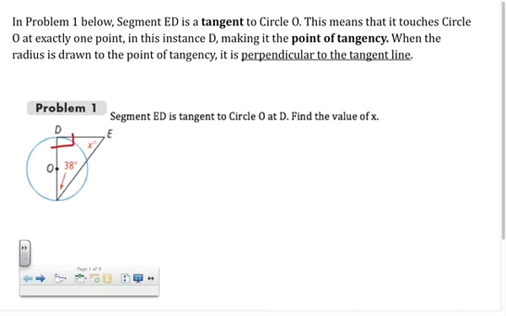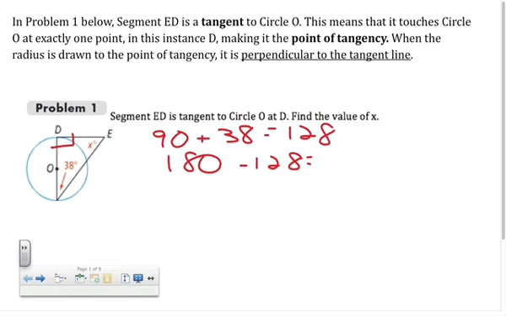Which makes it wildly, ridiculously easy now to find the value of x, because of course this uses a fact that's tattooed on your soul, that the three angles of a triangle add up to 180. So 90 plus 38 is 128. Subtract that from 180, and we get 52.